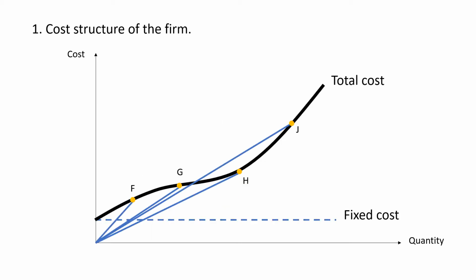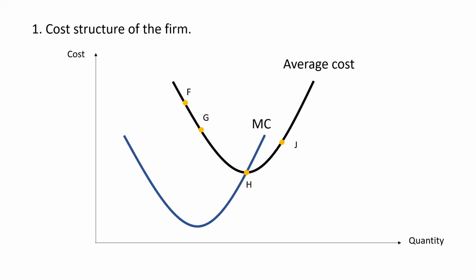To find the AC, you draw a straight line from the origin to touch the total cost and measure the slope of that straight line. It will represent the average cost, because the average cost is the total cost divided by the quantity. By mathematics, the slope of this straight line is that number. When you calculate the slope of these straight lines at points F, G, H, and J, and plot all the values in another graph, you will find the U-shape of the AC.